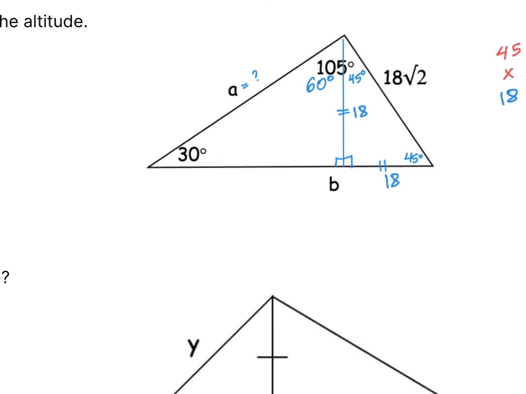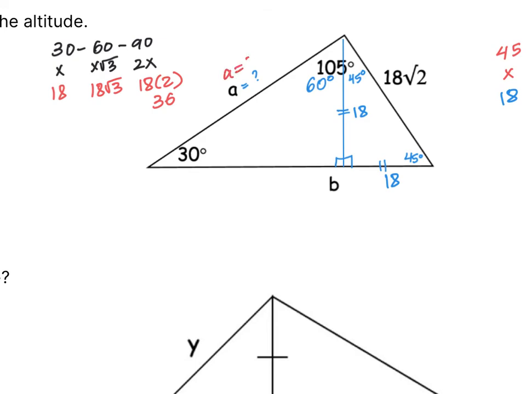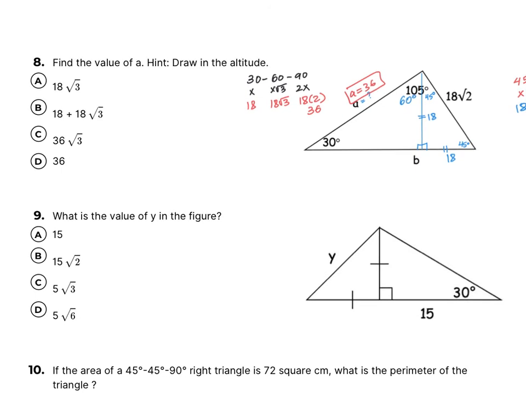Now if I move on to the 30, 60, 90 degree triangle, the pattern is x, x root 3, and 2x. So the short leg, because it's the leg in front of the 30 degree angle, is 18. So that means that the short leg is 18, the long leg is 18 root 3, and the hypotenuse is 18 times 2, which is 36. So then A is going to be 36. And that would be the answer for this problem.